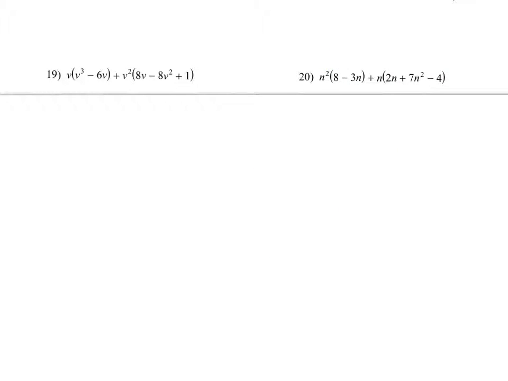All right, next up here, we're going to distribute this n squared, so that'll be 8n squared. And then this will be minus 3n to the third power, because we're going to add that exponent. And then here we need to distribute the n, so that's going to be 2n squared, 7n to the third, minus 4n.